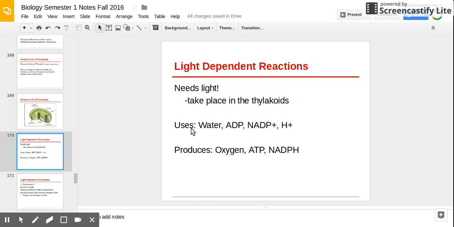It uses these things. So think about in a chemical reaction, what are the things that go in? They're called reactants. So these are the reactants for the light-dependent reaction. Water, we know from our formula for photosynthesis, we use water. We also take in our battery that needs to be recharged, ADP. And these are also electron carriers. Think of them kind of like batteries that need to be recharged as well.